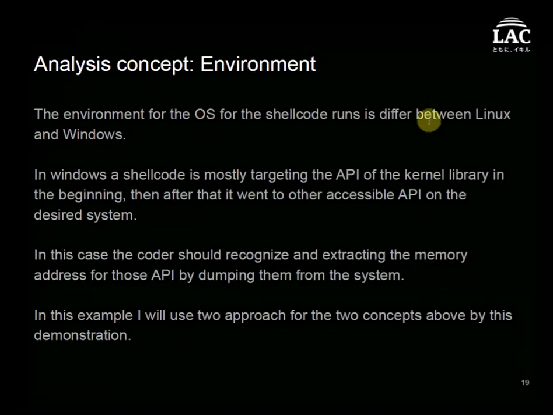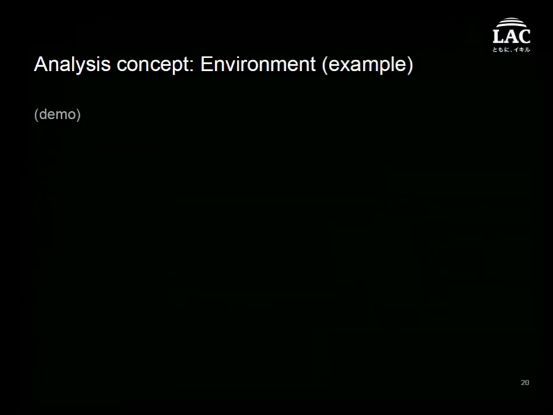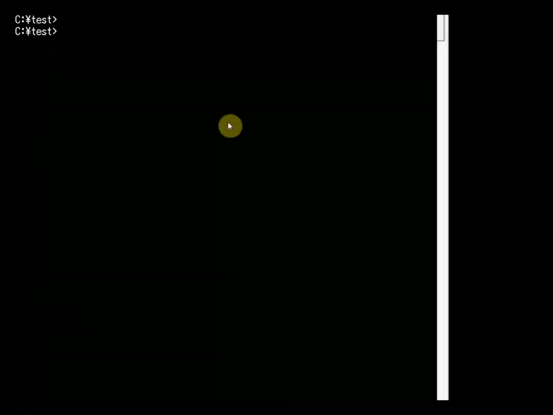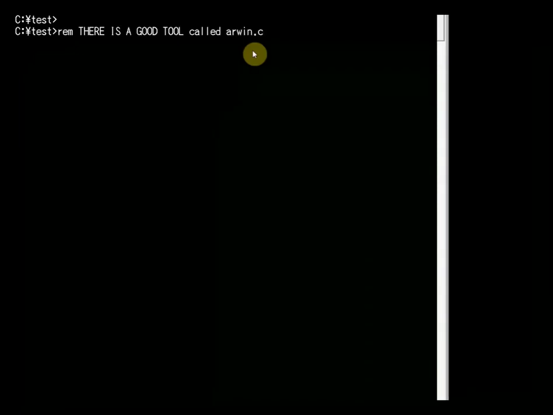Now it's about setting the environment. The environment for the operating system for Linux is quite easy. You have to understand about the syscall, but for the Windows system it is quite delicate. You have to understand about the API. So for this API stuff in Windows, I'm going to make a demonstration for it.